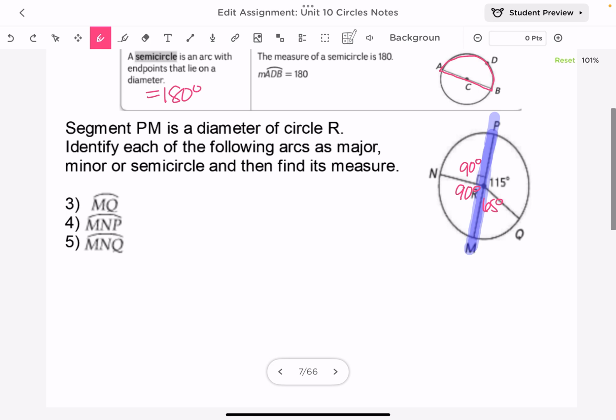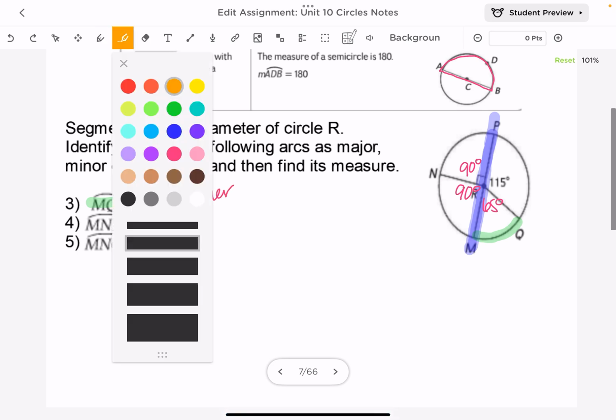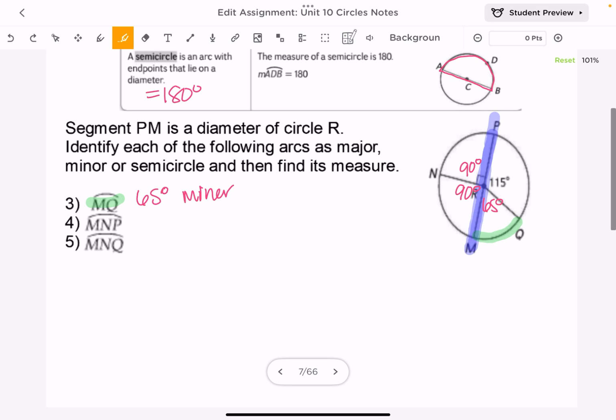All right, so now let's see what it's asking us. So arc MQ, if the angle is 65 degrees, then the arc is also 65 degrees, and that would be a minor arc. The next one is MNP. You can see MNP looks like that's 180 degrees. So that's a semicircle.